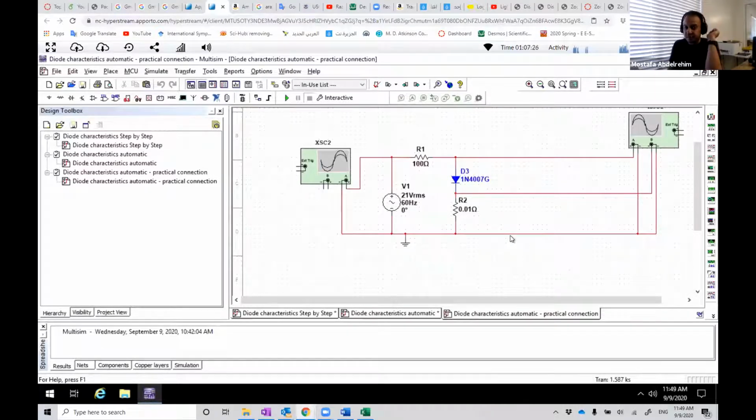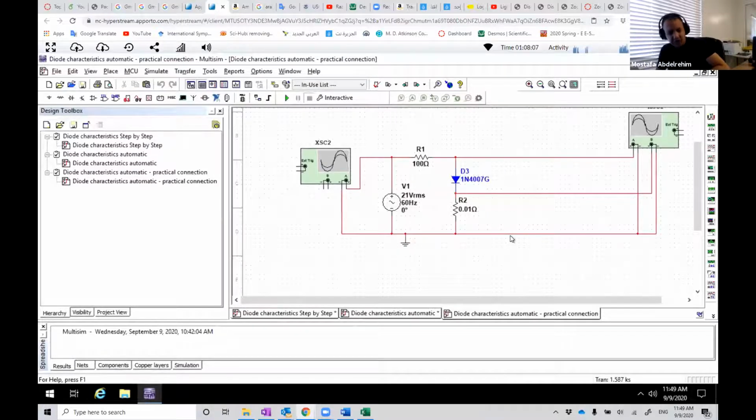So we need to add a resistor, R2, that has a negligible value compared to the forward resistance of the diode. What was the value that we measured? We measured from the step by step around 0.25 ohms. We measured again approximately the same value from our previous oscilloscope connection, which is not practical, which is also 0.2 something ohms, 0.3 even.